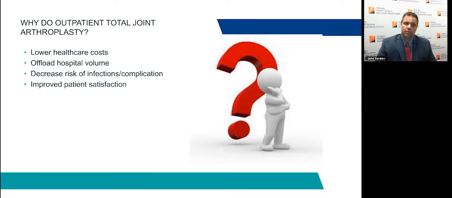That's the first question we have to do, and that's the first barrier that we have to do. But we find that as we do this, we lower overall healthcare costs to the system. We help to offload patient volume. We can decrease the risk of complications and infections by doing this, and we can also improve patient satisfaction through this. So the how and the why are what we need to talk to next, and then we're going to talk about how we're going to accomplish these things.